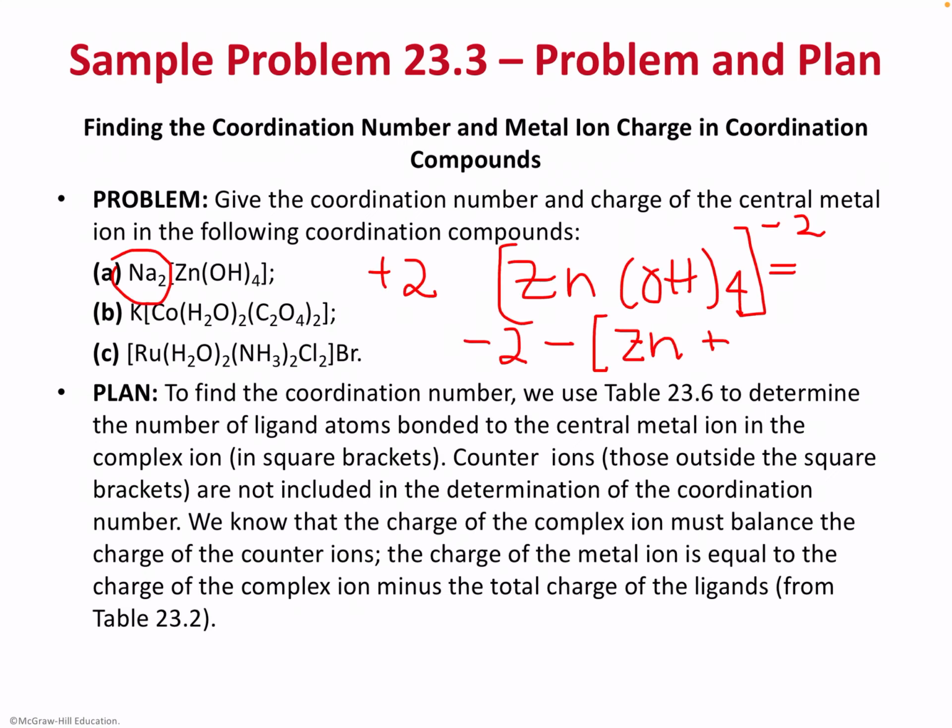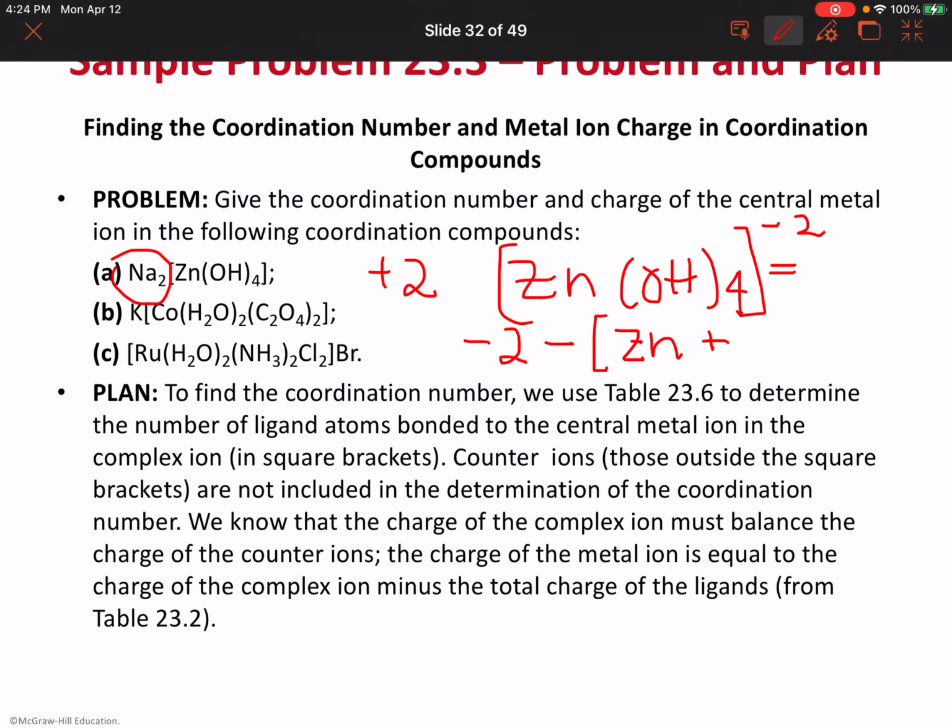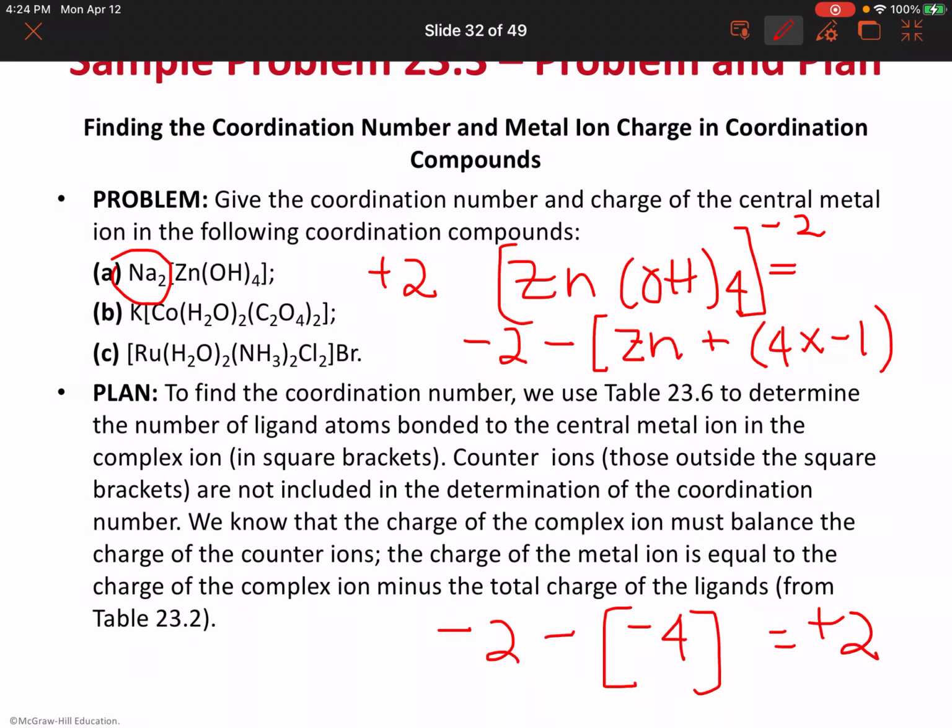For this one, zinc plus hydroxide. So there are 4 hydroxides. So 4 times -1, -4, right? So -2 minus 4 times -1 is -4. So +4 minus 2 is +2. So the oxidation number for the zinc is +2, or the charge of the central metal ion. So we just found out the charge of the central metal ion for zinc, +2.